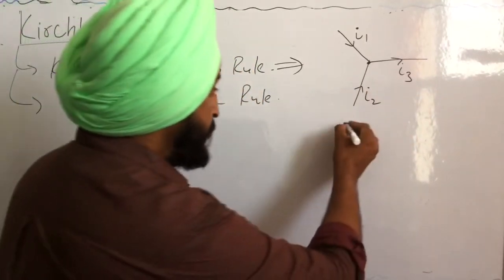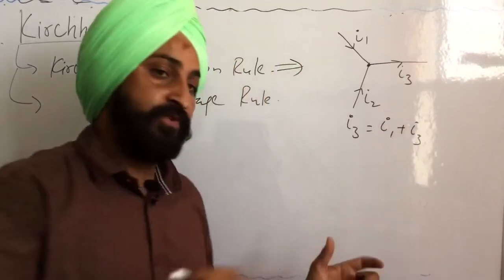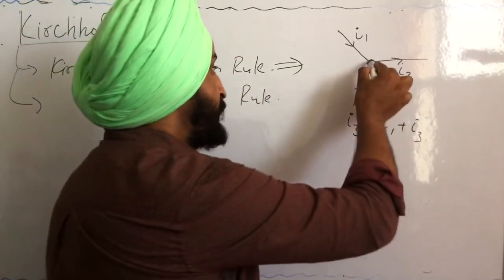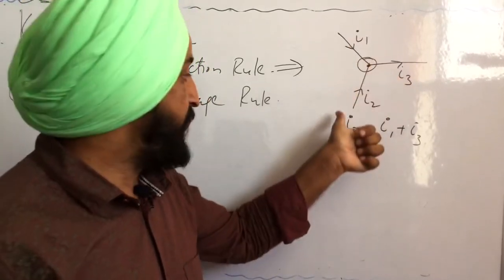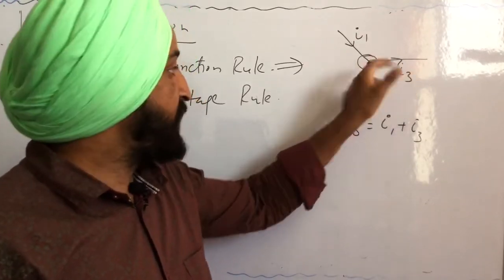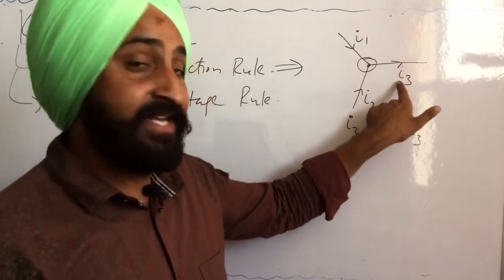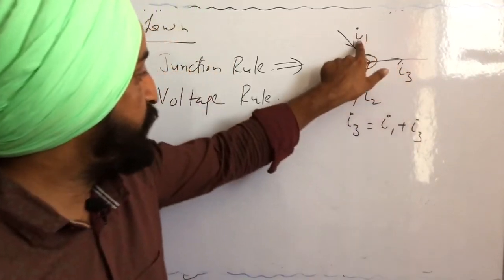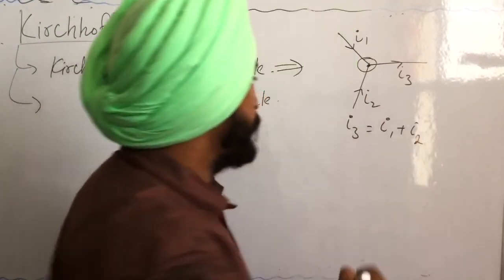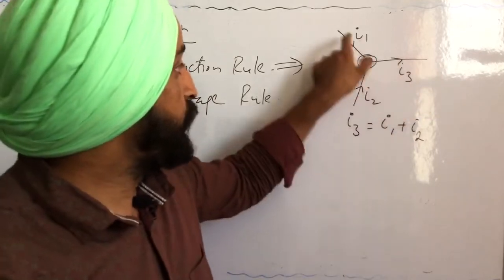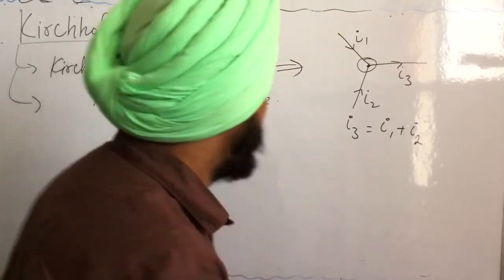And this I3 must be equal to I1 plus I2, or we can simply say that the total current over this junction should be equal to 0. See, I1 current is entering, I2 current is entering, but total current at this junction should be 0. That means the current leaving at that point should be equal to I3, and that I3 must be equal to the sum of I1 and I2. I have written I3 over here, it should be I2. Fine. So I3 should be equal to I1 plus I2. That means total current at a junction must be equal to 0.